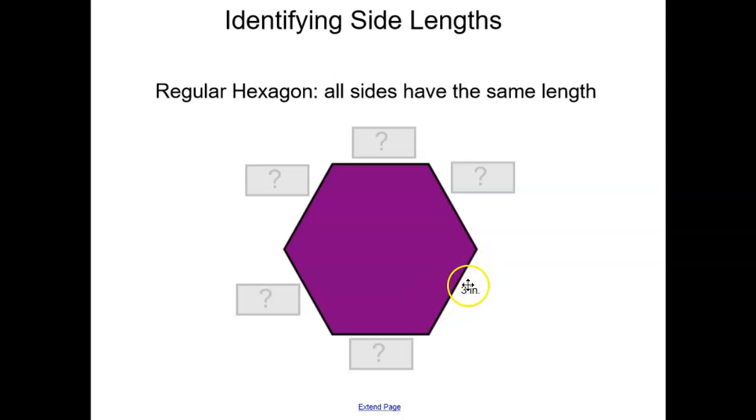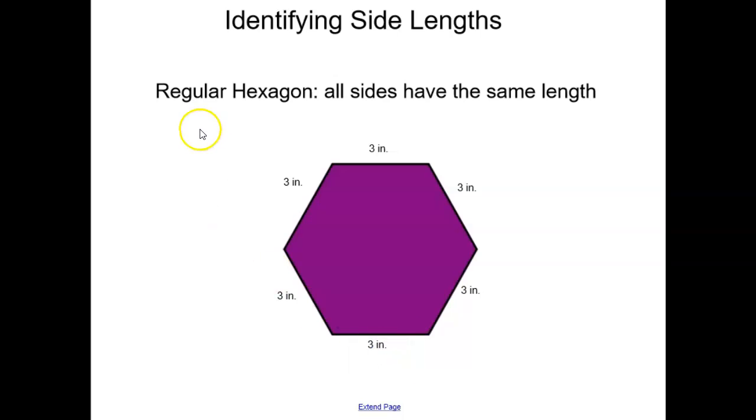So, if this side were 3 inches, I would like for you to pause the video and determine the side lengths of all of the remaining sides. You're exactly right. Every single side length would also have to be 3 inches because this regular hexagon has all sides that are the same length.